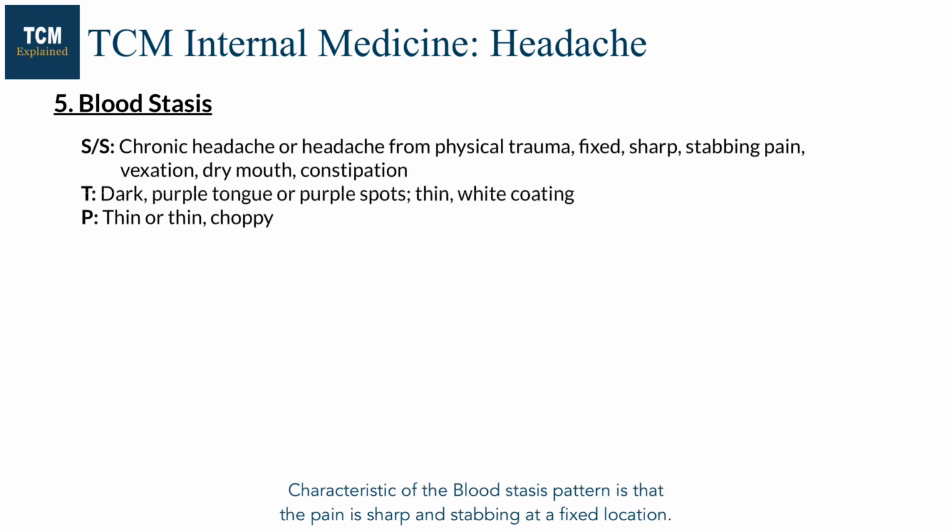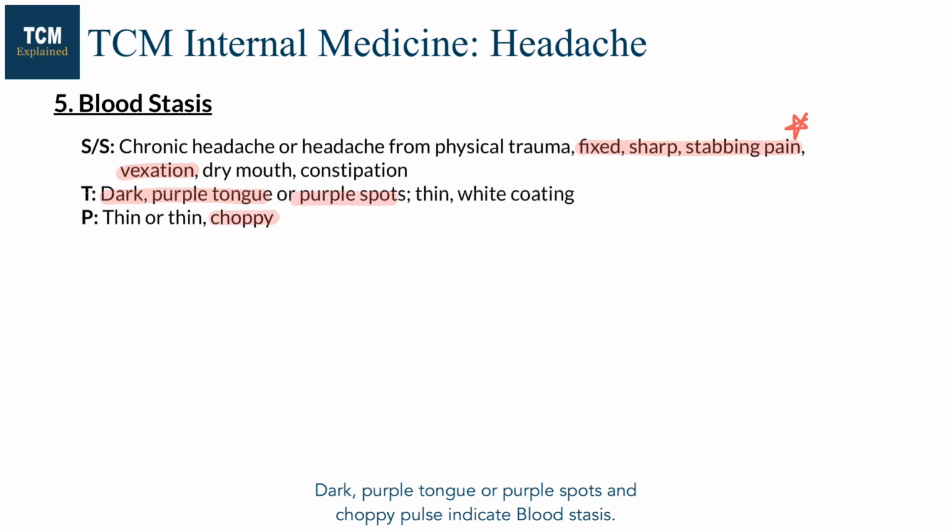Characteristic of the blood stasis pattern is that the pain is sharp and stabbing at a fixed location. There may be vexation because the pathologic condition of the blood, which would affect the functions of liver and heart in storing and governing blood and spirit. Dark purple tongue or purple spots and choppy pulse indicate blood stasis.